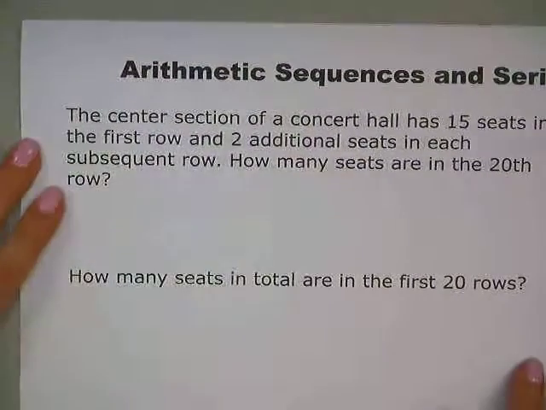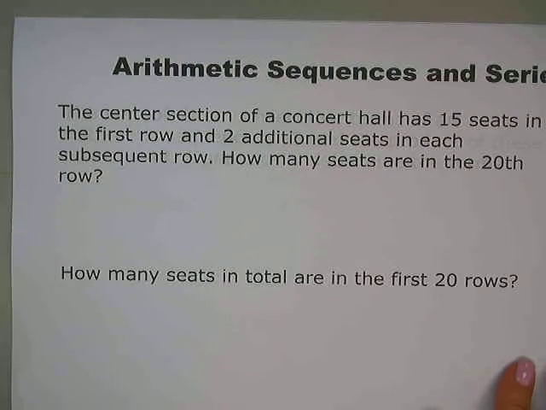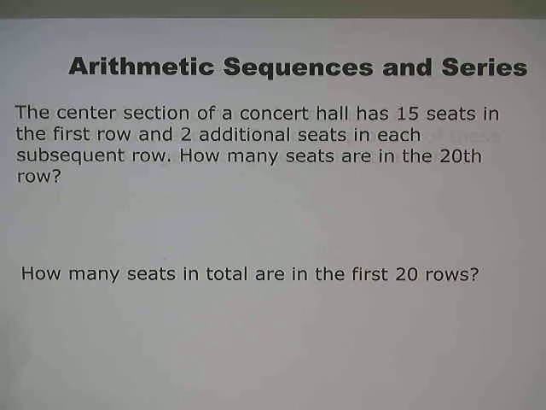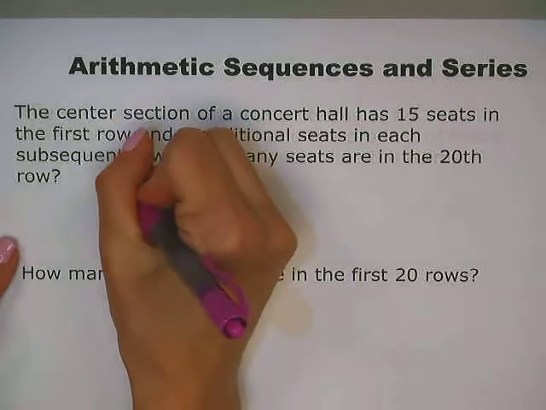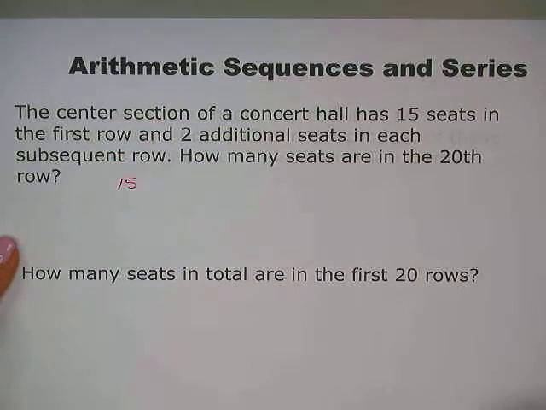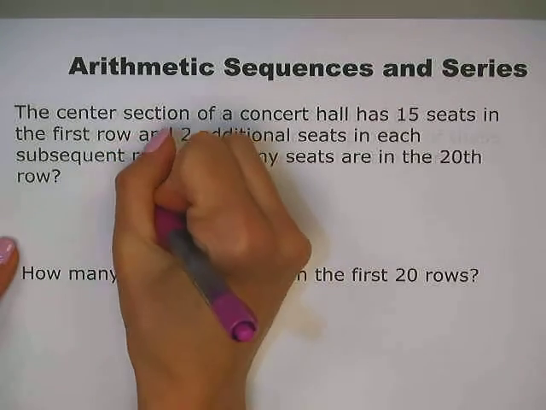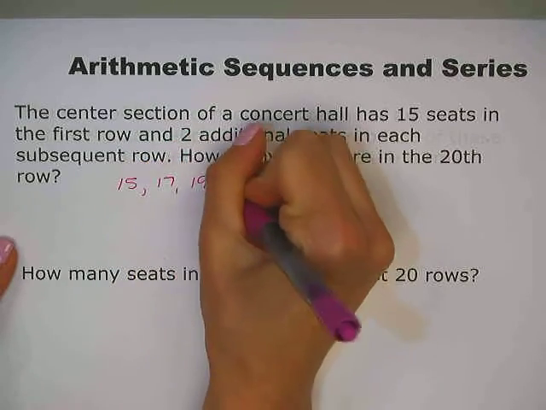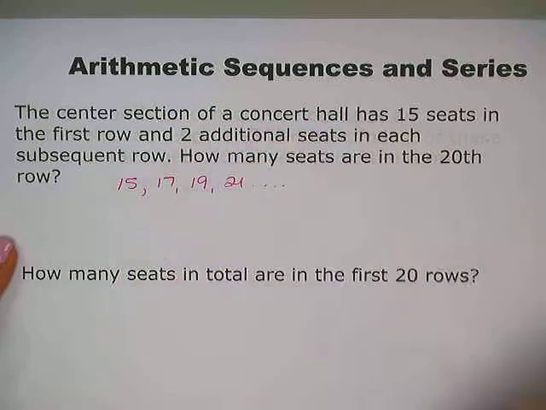All right, so let's look at a couple more examples. I think we're on the last two here. The center section of a concert hall has 15 seats in the first row and 2 additional seats in each subsequent row. How many seats are in the 20th row? First of all, let's see what the pattern is. I've got 15 seats in the first row, then every row after that has 2 additional seats. So 15 seats, 17 seats, 19 seats, 21 seats, and so on.